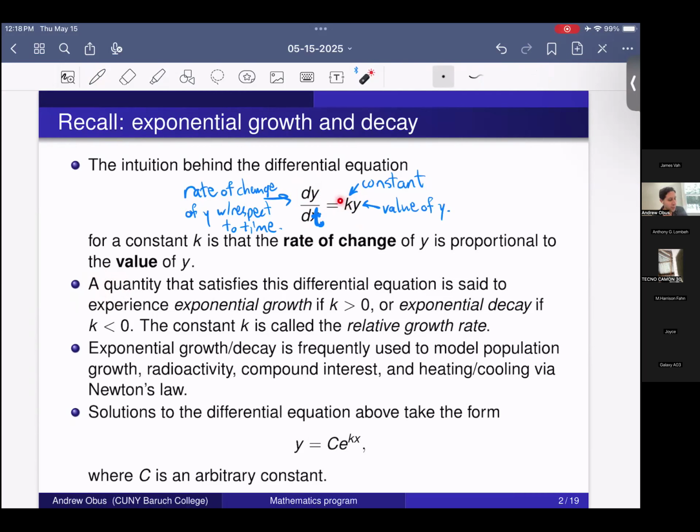Exponential growth is when this constant is positive, and exponential decay is when the constant is negative. So if k is positive, for instance, that means dy/dt is positive. It increases with the amount of y. If k is negative, then dy/dt is negative. It means that it decreases with the amount of y. And this constant k is sometimes called the relative growth rate.